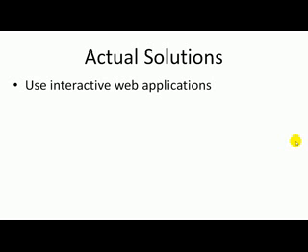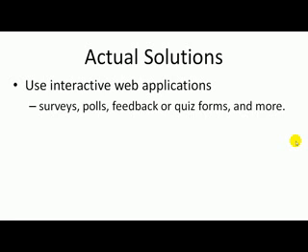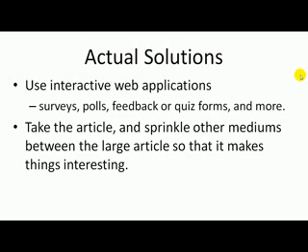and you can use interactive web applications like surveys, polls, feedback, or quiz forms. And this can actually help you gather data about your audience, but at the same time keep them intrigued, keep their attention, keep them engaged. So, like I said again, take the article and sprinkle other mediums throughout the large article so that it makes it interesting. Don't put it all in one spot. Spread it out. And if you can do this, then you have yourself a socially engaged site.